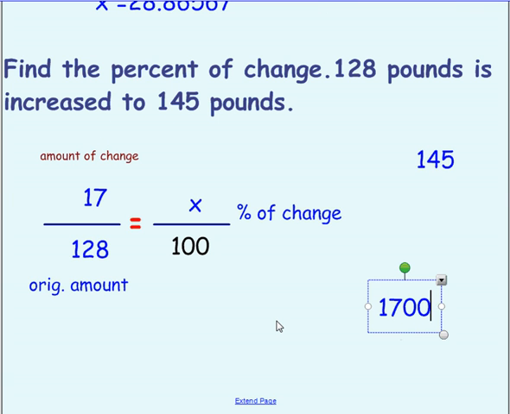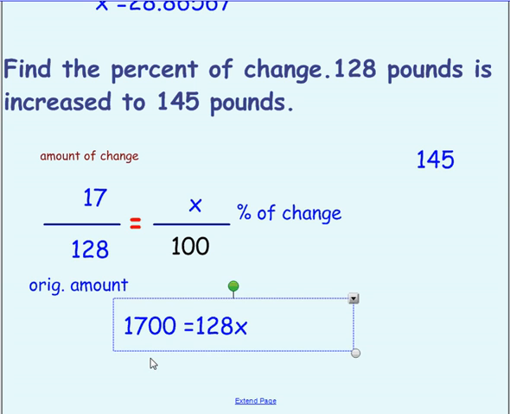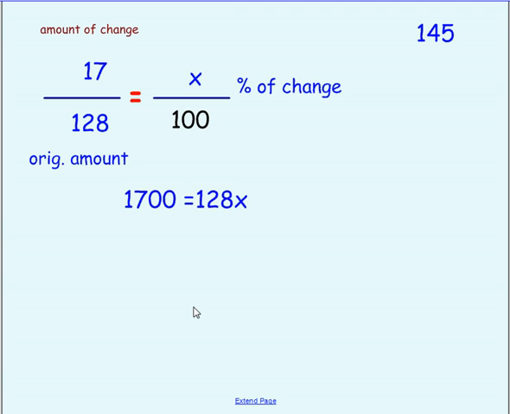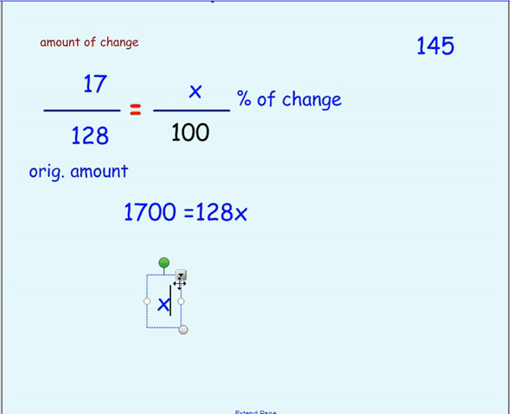I do my cross multiplication. I'm going to get 1,700 is equal to 128x. And then with my calculator, I'm going to take 1,700 and I'm going to divide by 128. At that point, I should get an answer of 13 and 2800ths.